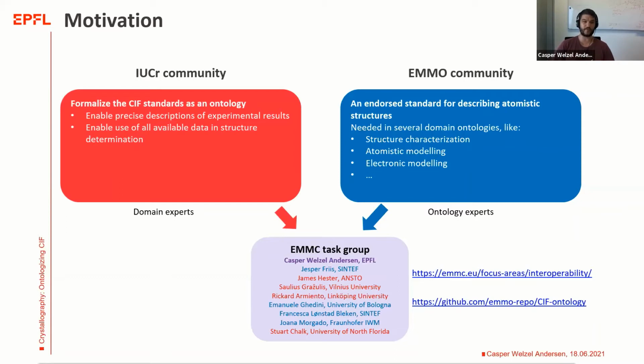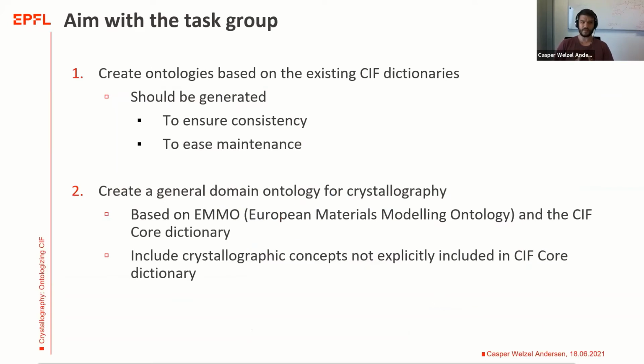So the names there at the bottom, the color is actually representative of which community each one belongs to. And James Hester is one of the main authors of CIF 2.0, and there are also some people from large materials databases. I put myself in purple because I consider myself a bit of both, but I'm probably more red-shifted anyway. Also, it's worth noting here that this is not just a European effort, but worldwide. So ANSTO is in Australia. We have Stuart Chalk from the University of North Florida, and so on. Next slide, please.